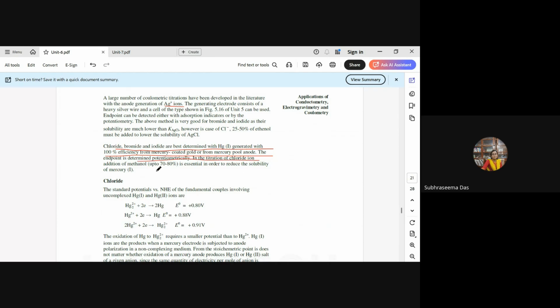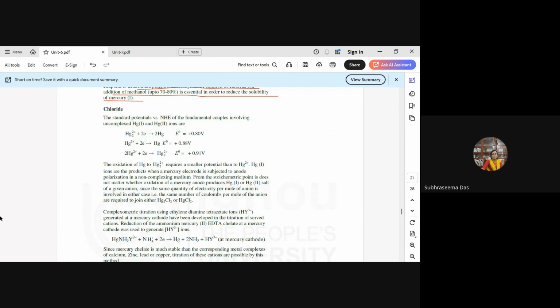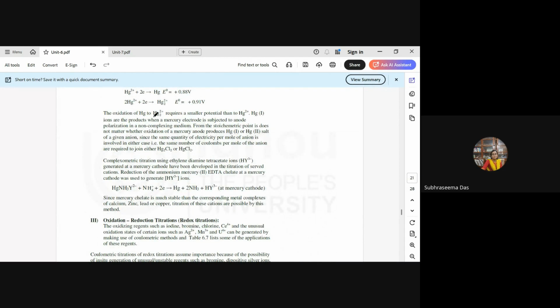In the titration of chloride ion, addition of methanol up to 70 to 80% is essential in order to reduce the solubility of mercury(I) chloride. For chloride, the standard potentials of the couple involve uncomplexed Hg(I) and Hg(II). The oxidation of Hg to Hg2 2+ requires a smaller potential. So Hg(I) ions are the products when the mercury electrode is subjected to anode polarization in a non-complexing medium.